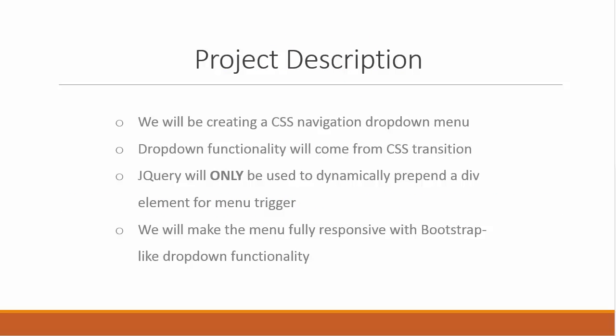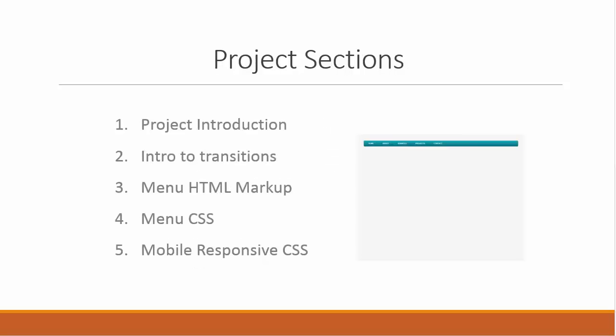Okay, so drop down functionality will only come from CSS Transitions. jQuery will only be used to dynamically prepend a div element for a menu trigger. Okay, so basically we need to dynamically add a div around our menu, and this is actually going to be used so we can make the menu responsive. Alright, so the menu will be fully responsive with Bootstrap-like drop-down functionality. Alright, so if you've used Bootstrap, it's going to be pretty similar to that, to the drop-down.